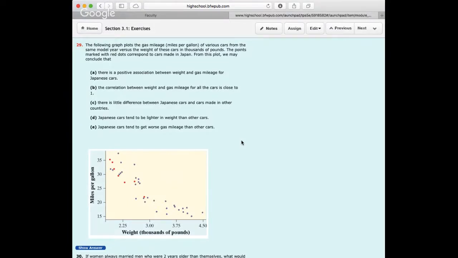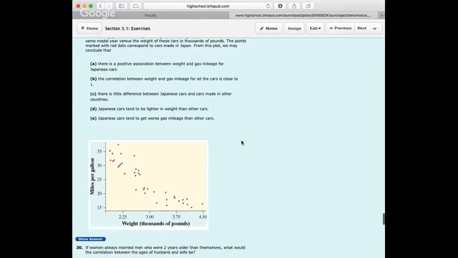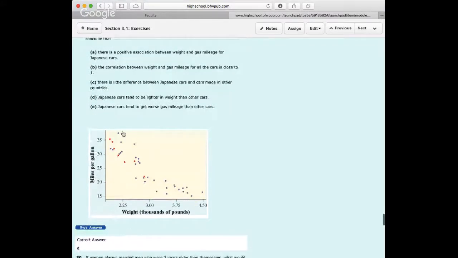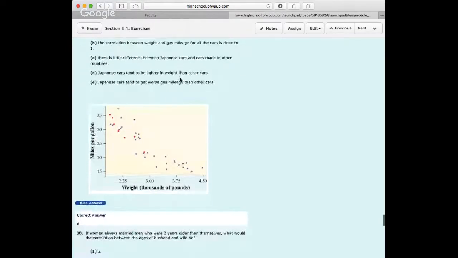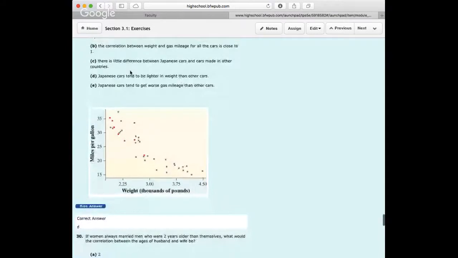Well, not necessarily, right? As we look at this one, are they lighter in weight than other cars? Let's actually look at this. I want to make sure I look at the text. It says the following graph plots the gas mileage of various cars from the same model year versus the... Oh, hold up, my fault. I didn't even see the red ones. It says the points marked with red dots correspond to cars made in Japan. Okay, so the red ones actually come back to C because it does compare. That's my fault. I just didn't even read the question.